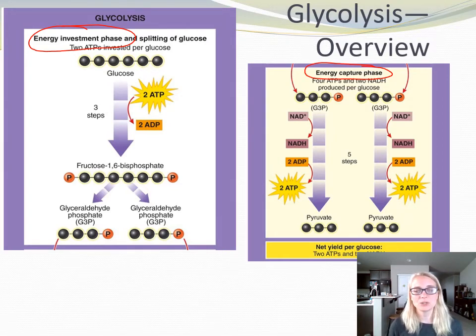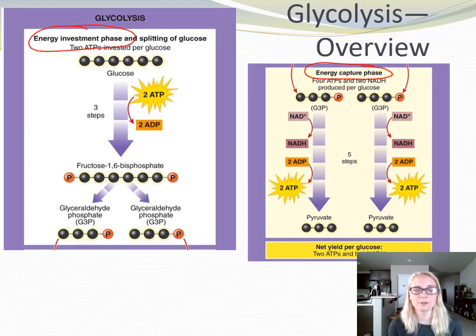The way that I like to explain it is, if you want to make money, if you're going to make a ton of money in the stock market, you have to invest first. You have to put in money to make money. It takes money to make money, right? It's the same thing with glycolysis. We have to invest a little bit of energy at the beginning, which will get the ball rolling, and then we'll be able to get our ATP payoff a little bit later.